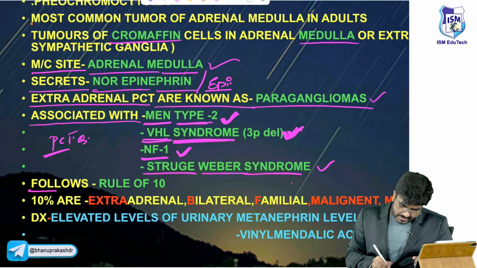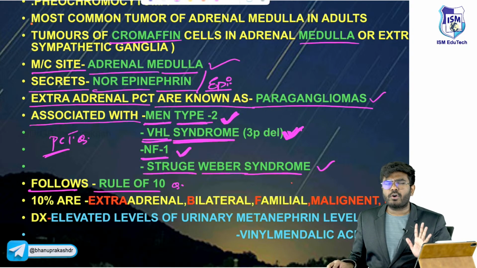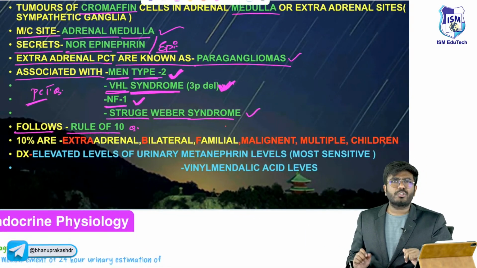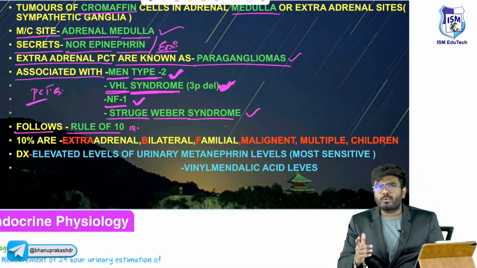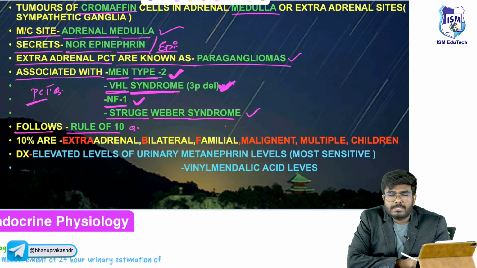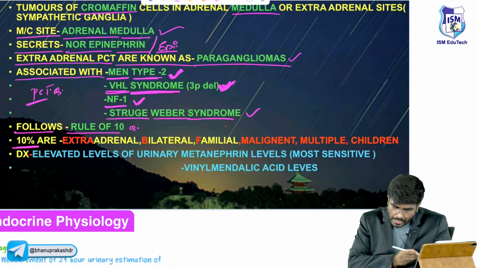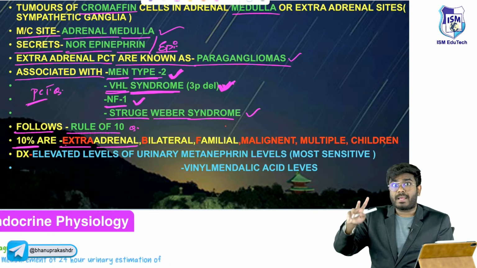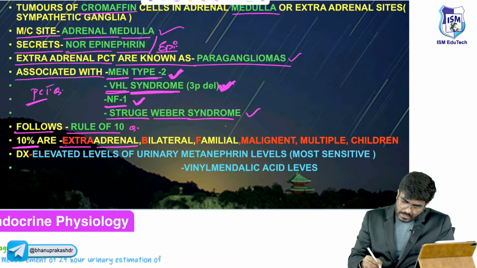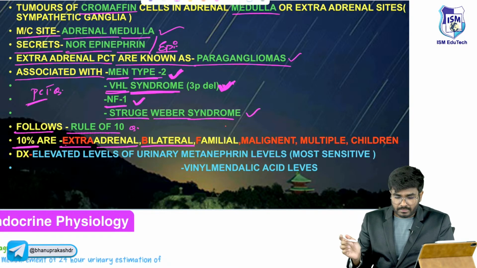Pheochromocytomas follow the rule of 10. They follow some rules, a little discipline. What is this rule of 10? I used to remember it with a funny mnemonic which I made for myself. 10% are extra-adrenal, that is paragangliomas. 10% are seen in both adrenal glands, bilateral.